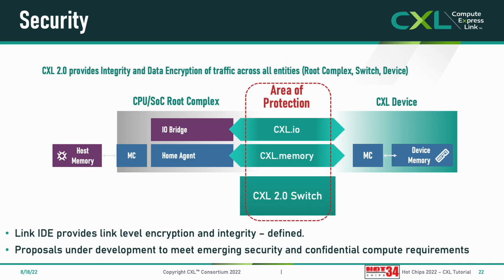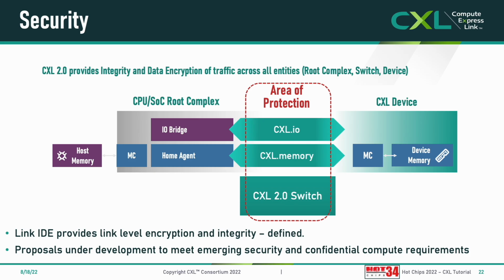Security is critical for any system level solution. CXL 2.0 provides integrity and data encryption, an IDE solution for all traffic across all entities, that is, covering root complexes, switches, and devices. Link ID is link local and protects from interposer and replay type of attacks. Some of the early implementations will rely on implementation specific methods for security to service different threat models.